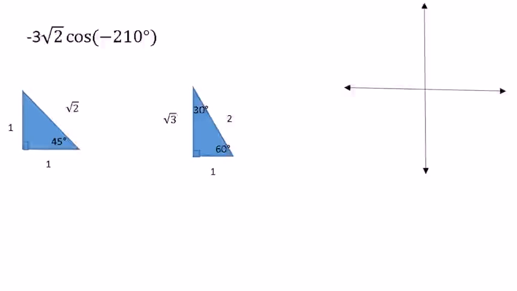So we have to go ahead and find negative 3 square roots of 2 times cosine of negative 210 degrees. So let's go ahead and draw a negative 210 degree angle. We put the initial side on the x-axis, and then we go clockwise, negative 210 degrees. So let's see how far that will be. We'll go past the 180 mark, so past the straight line. We'll go 180 and then another 30 degrees.